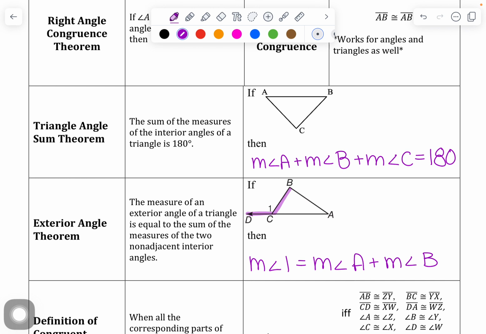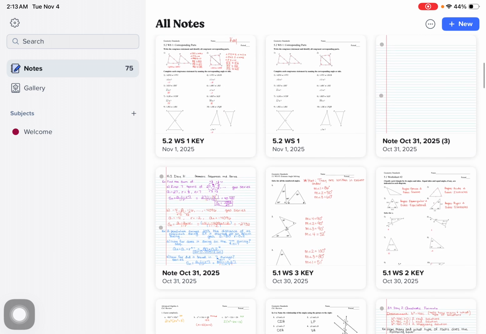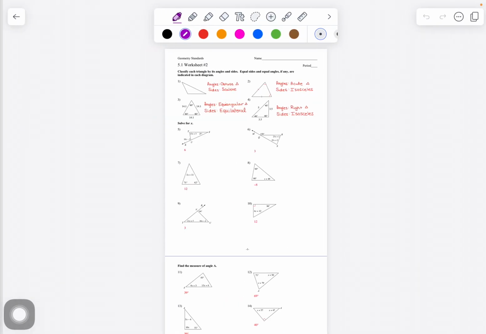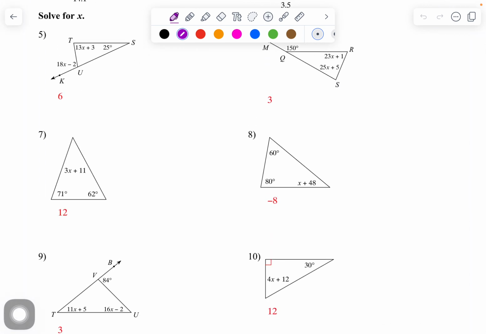Today's assignment is a worksheet, but both of these theorems are going to be mixed together on the sheet. Here, let me pull up that worksheet quick. You'll notice that when it gets to the solve portion, on some of the problems, it gives you an exterior angle. On some of the problems, all of the angles are inside the triangle. So you're going to have to switch back and forth between the formulas. So please pay attention to that.